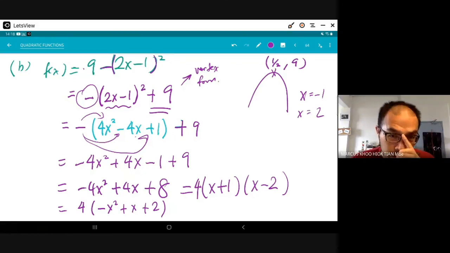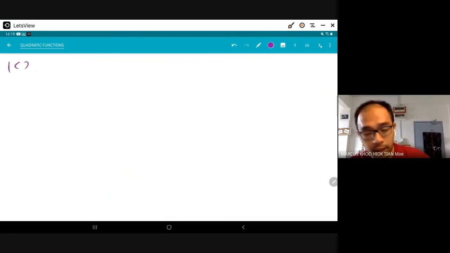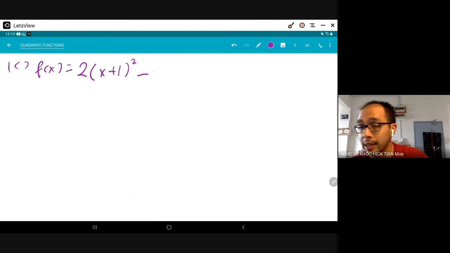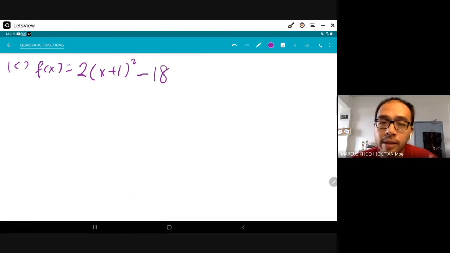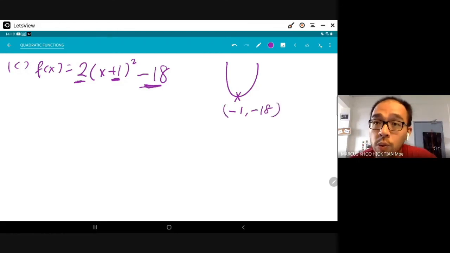All right. One last example, and then we'll call it a day. Question C. f(x) equals 2(x plus 1) squared minus 18. Same thing. Tell me again, is it a minimum or maximum graph, and what is the vertex? This one is obviously a minimum graph because the number is positive. Secondly, what is my minimum point? Look at the x coordinate. Here it is plus 1, so it becomes negative 1. Here it is minus 18, so this will be negative 18. We never change the y.